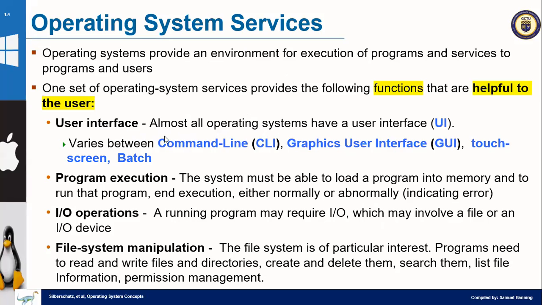These user interfaces vary. There could be some form of command line. There could be graphical user interfaces that you usually see. The touch screen that we use in our phones, they are all some form of user interfaces that the operating system provides. There's also the batch. The operating system also allows the user to execute programs. Everything that we do on the computer system or on our phones is a way of executing programs.